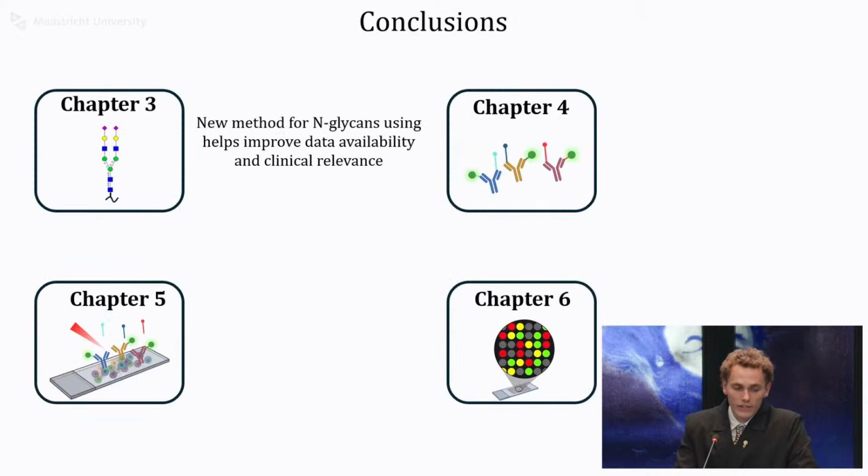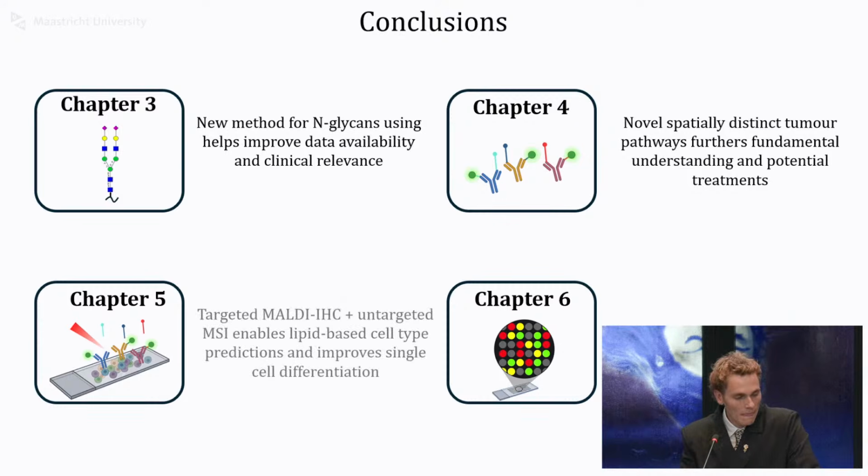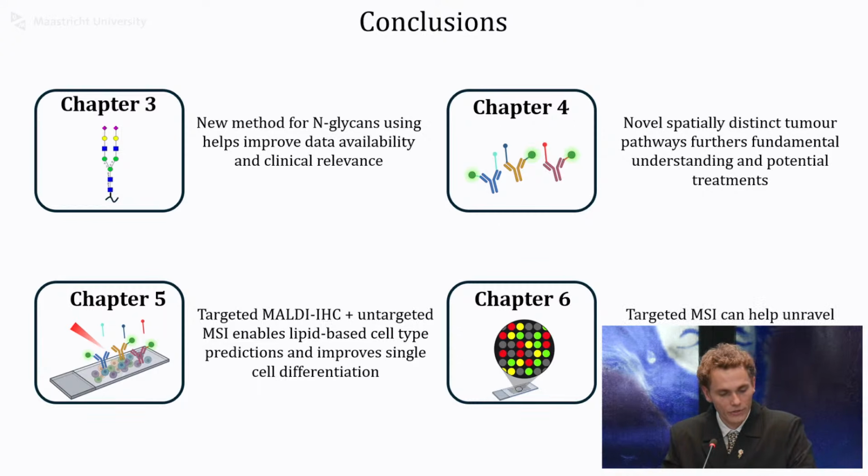So in conclusion, Chapter 3 introduced a new method for N-glycans to help improve data availability and clinical relevance of glycans using MSI. For Chapter 4, novel spatially distinct tumor pathways furthered our fundamental understanding of breast cancer and can potentially lead to new treatment options. Chapter 5 showed how targeted MALDI-IHC and untargeted MSI enable lipid-based cell type predictions and improve on single-cell differentiation. And Chapter 6 used targeted MSI to help unravel molecular complexity across pathological barriers.